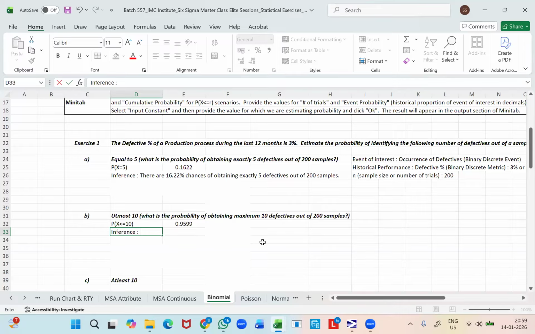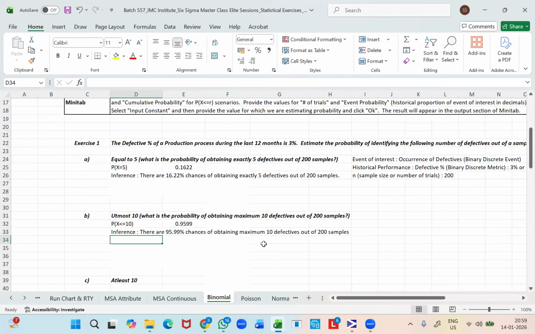So the inference will be, we need to convert this in terms of a percentage value. So there are 95.99% chances of obtaining maximum 10 defectives out of 200 samples, right? So there are 95.99% chances of obtaining maximum 10 defectives out of 200 samples.